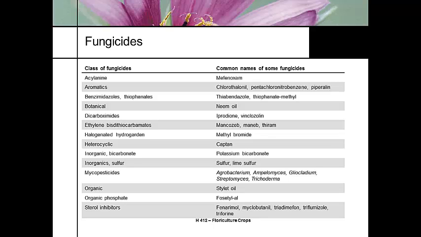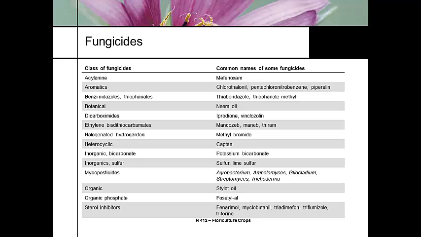Ethylene bis-dithiocarbamates. These are some of the older fungicides that have been around for a long time, many, many of them going away. Halogenated hydrocarbons, such as methyl bromide, is going away. Captan, about the only people that can use captan anymore are the residential gardeners. Inorganic bicarbonates, potassium bicarbonate, that's been used by the grape growers for centuries.